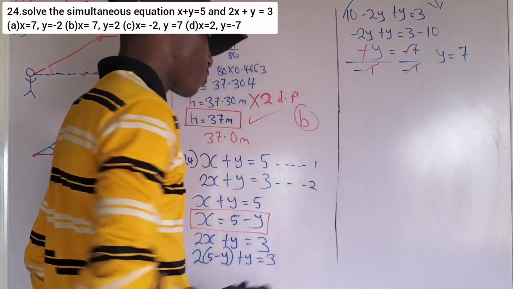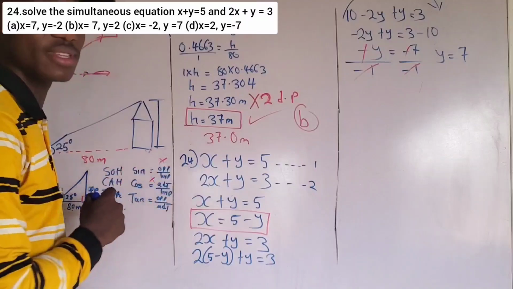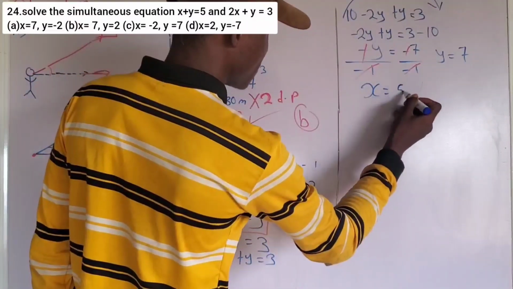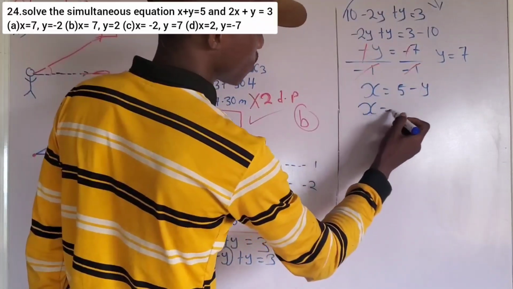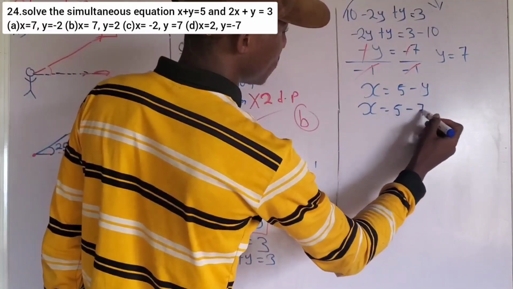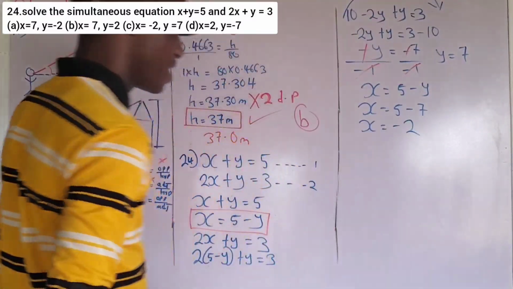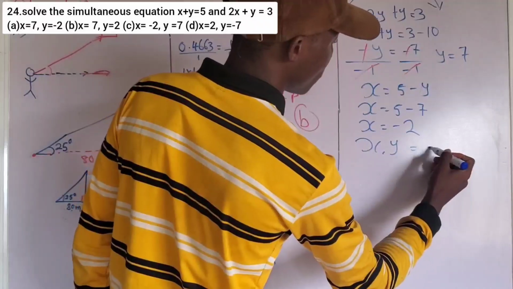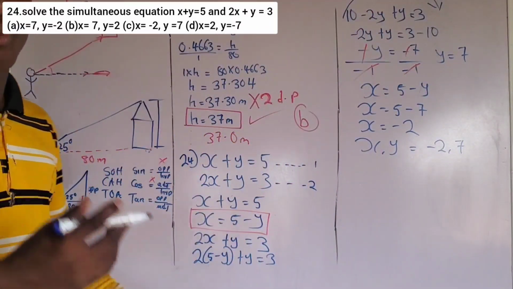Now, having gotten the value of y as 7, you can easily get the value of x by substituting the value of y as 7 in this equation. So, since you know that x is equal to 5 minus y, and y is equal to 7, I'm going to have x is equal to 5 minus 7, okay? So, x is equal to what? 5 minus 7 is what? Minus 2. So, x comma y is what? Minus 2 comma 7. That is, x is equal to minus 2 and y is equal to 7.